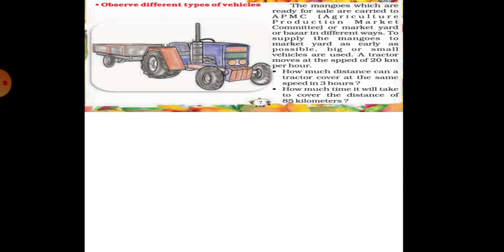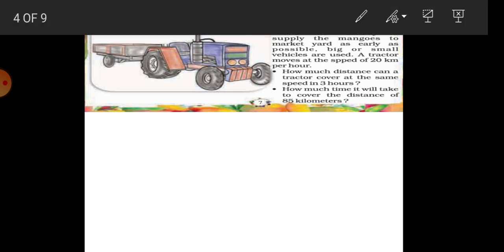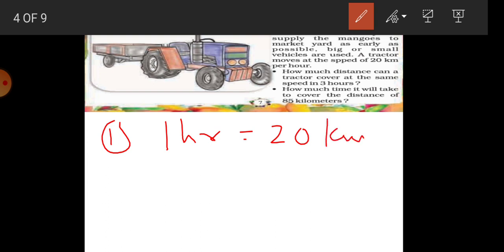Yes, number one. How much distance can a tractor cover at the same speed in 3 hours? In 1 hour, 20 kilometers. So in 3 hours, we have to count. Number 1: 1 hour is equal to 20 kilometers, so 3 hours is equal to question mark.